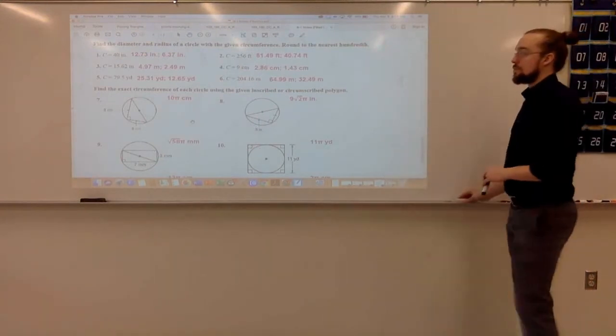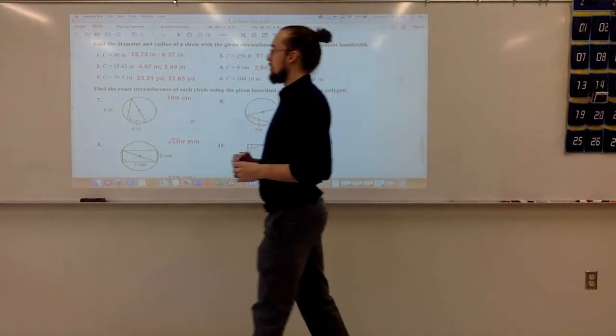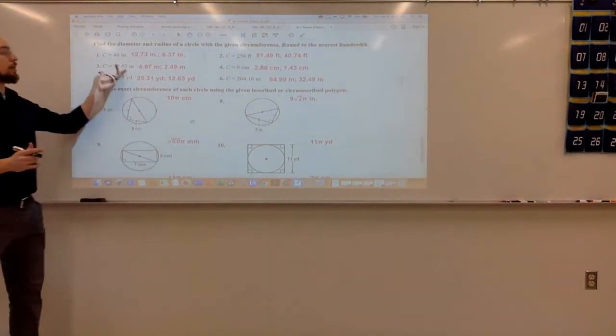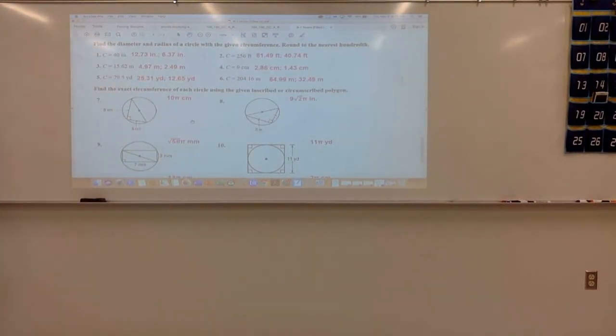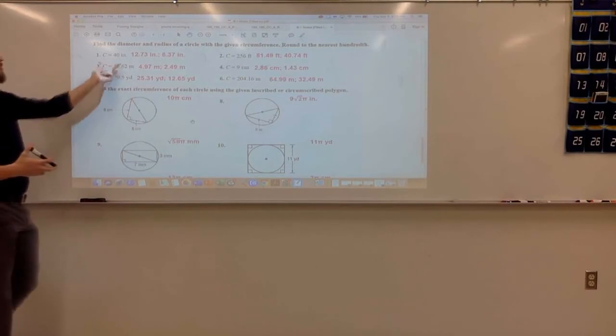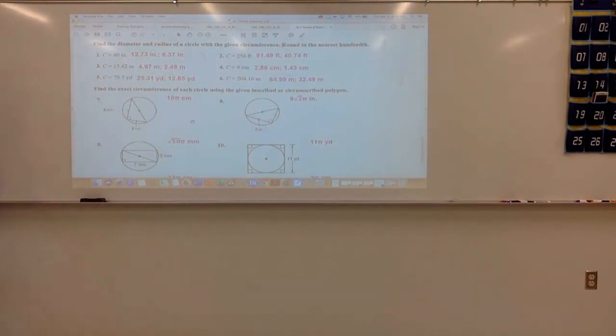Alright, for those that you tried, here are some answers. Diameter is obviously listed first, then the radius. No, it doesn't matter what order you write it in, just as long as you specify which one's which.